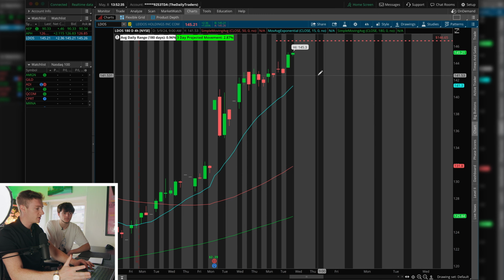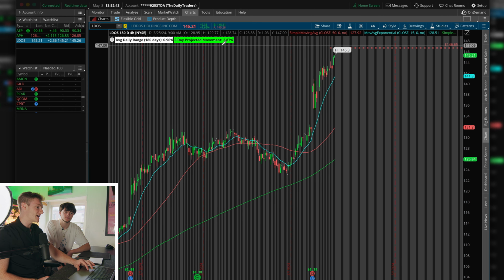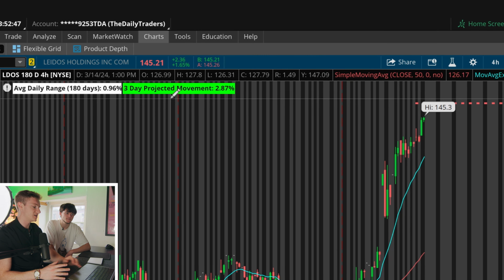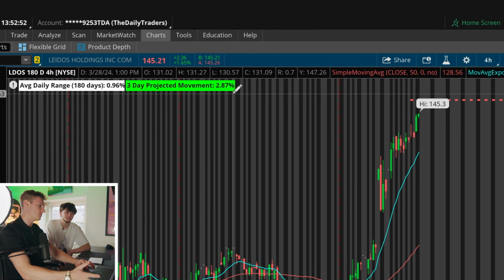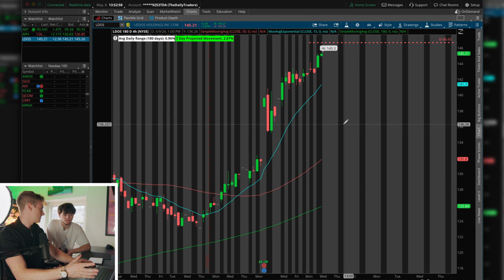Well, where are we going to determine where we're right? Do you have any idea where we would want to actually take profit? Look at this 3-day projected movement. Let's say our average hold period is 3 days. So we plan on being in this thing for at least 3 days, which is 2.87%, so about 3%. So let's look at these moving averages and let's set a realistic take profit.